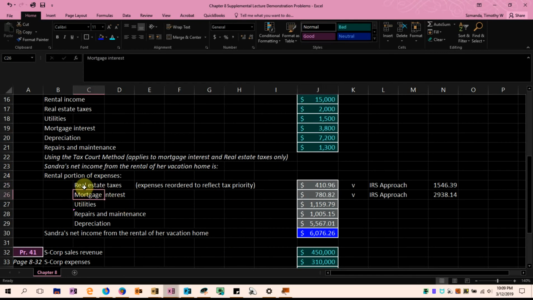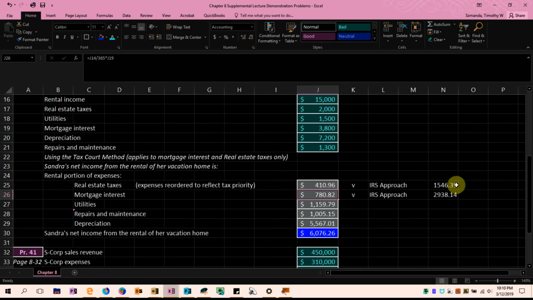real estate and mortgage interest is, for personal purposes, a Schedule A deduction from AGI. So any of the amount of the $2,000 that we didn't use for Schedule E purposes, rental income property, any of that we did not use, we can go and deduct later on Schedule A. And that's the personal use, itemized deduction. But at least for Schedule E purposes, on page 1 of Form 1040, these are the two approaches for allocating real estate taxes and mortgage interest. IRS approach here versus tax court approach here.